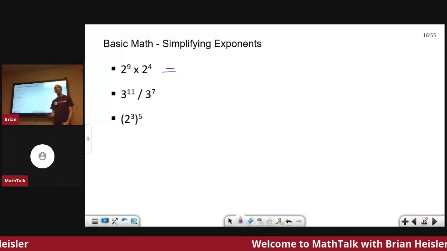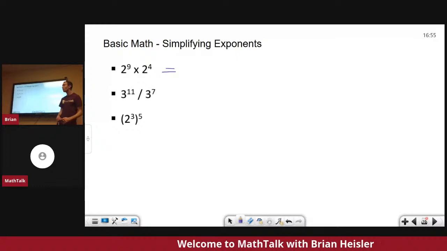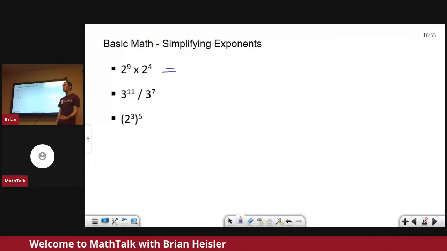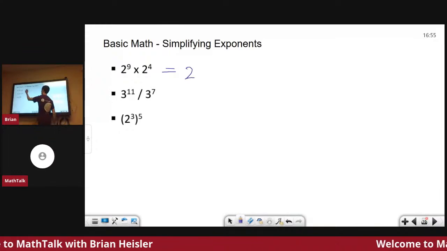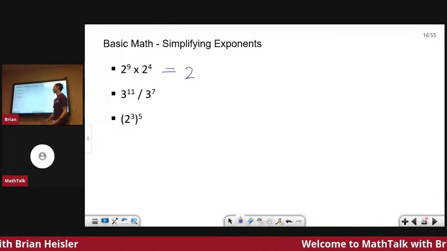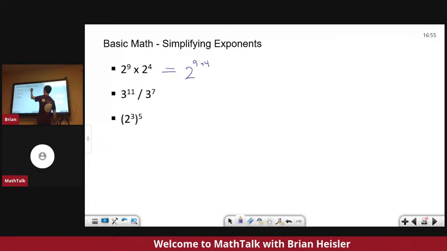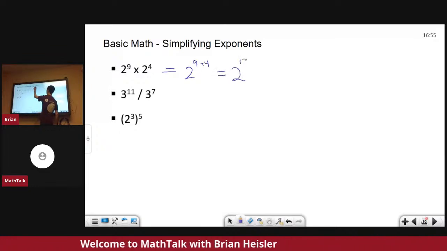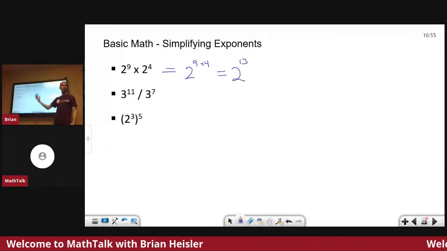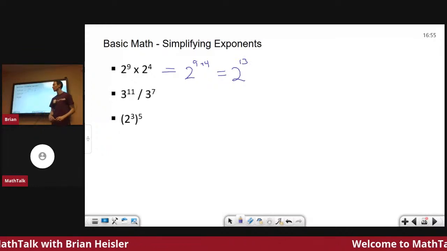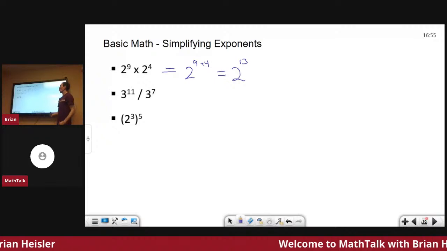If you have a number with the same base, if they have different exponents, if you are multiplying those numbers together, all you have to do is keep the base the same and then add the exponents. So this is the same as 2 to the 9 plus 4, which is 2 to the 13th. There's your answer. You're done. Took like 10 seconds.